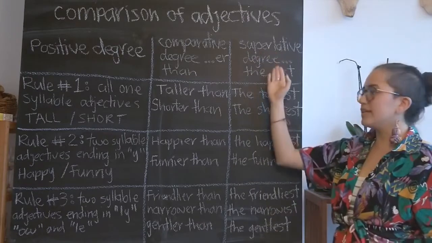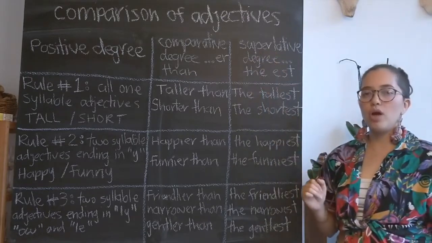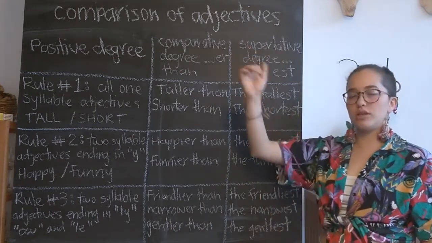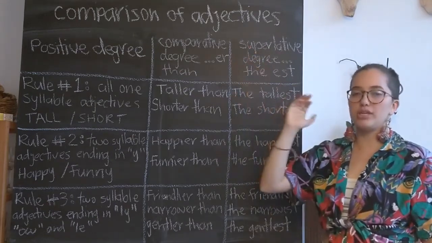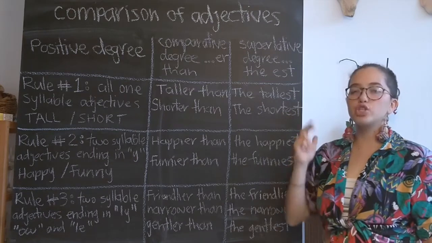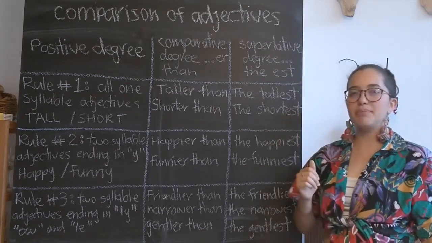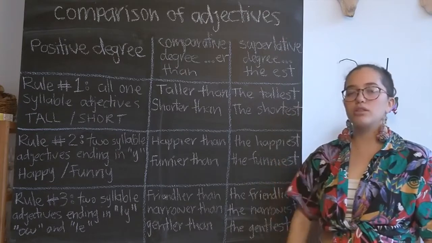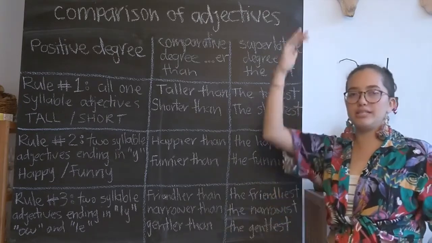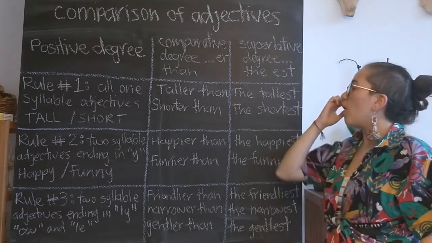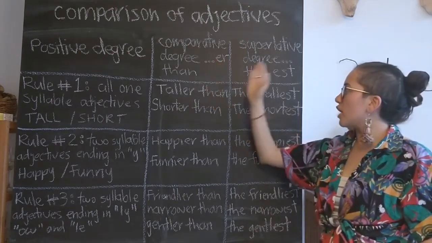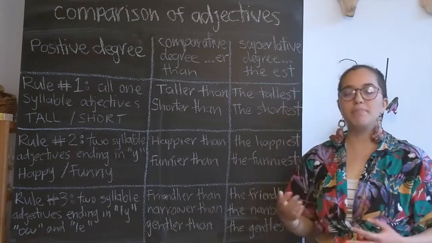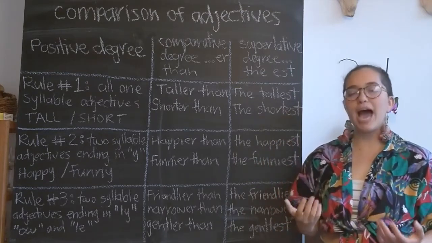With the superlative degree, we show that one object is the best at a certain thing. For example, the tallest man. This implies that out of all the people there, they are the most tall, the tallest. Okay? Now, how we use comparative and superlative changes depending on the ending of the adjective.